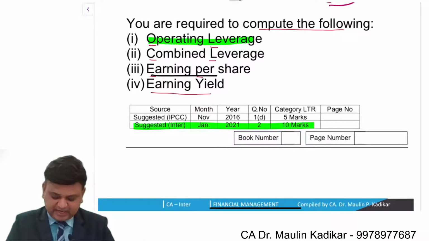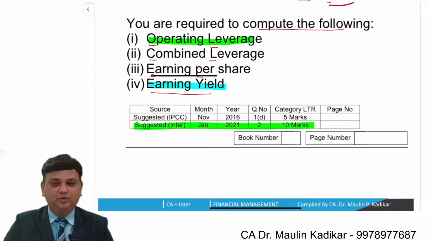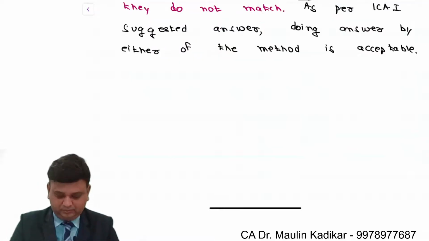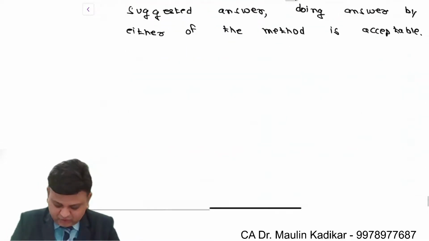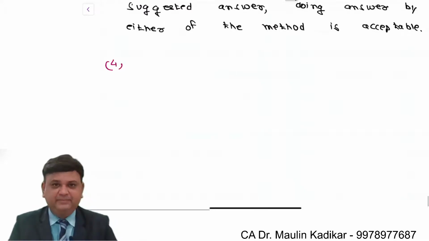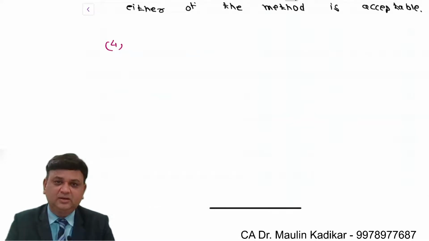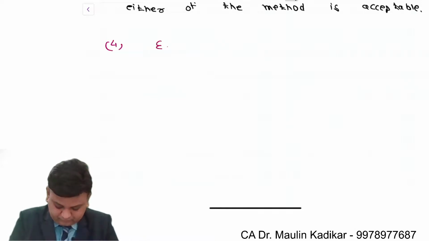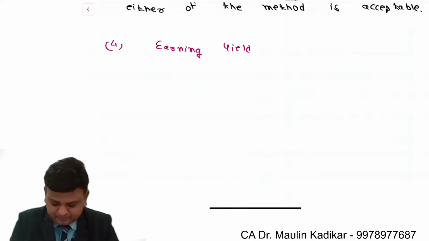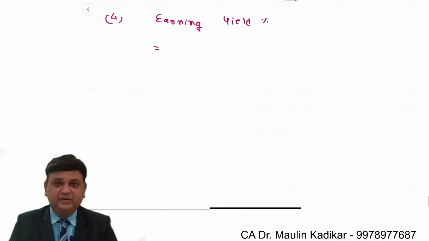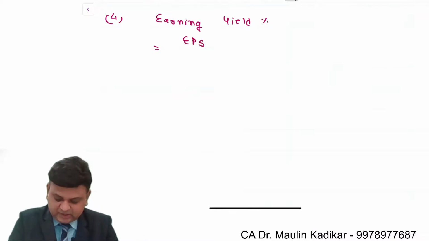The next question is calculation of the earning yield. Try to do the answer on your own. So the fourth question is basically related to the concept of ratio analysis. Earning yield is calculated from an investor point of view. It is EPS upon MPS into 100.